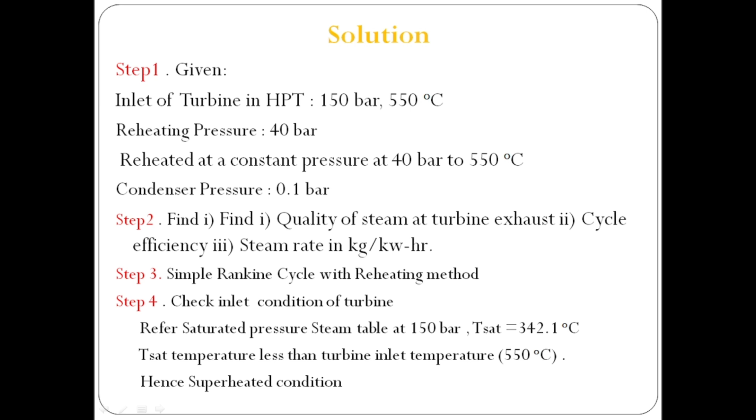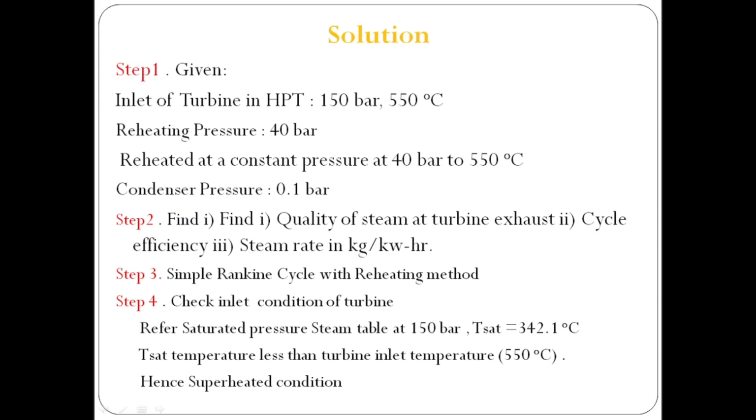See, once you read this problem, you can tell this is the simple Rankine cycle with the reheating method. The next step is to check the inlet condition of the turbine. How to check the inlet condition of the turbine? Refer to the saturation pressure table at 150 bar. What is the saturation temperature? 342.1 degrees centigrade. This temperature is less than the inlet temperature. The inlet temperature is given as 550 degrees centigrade.